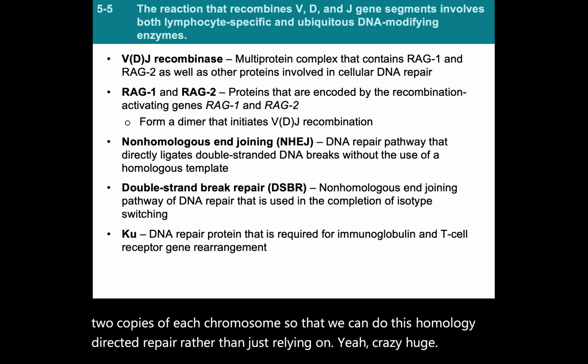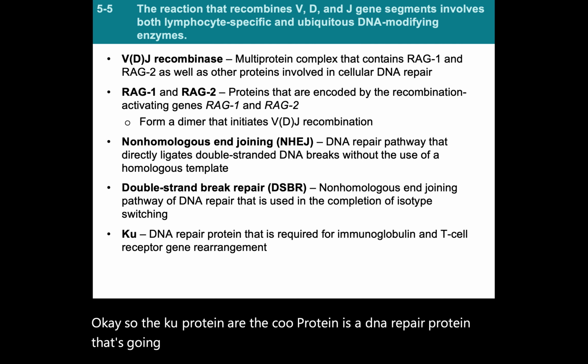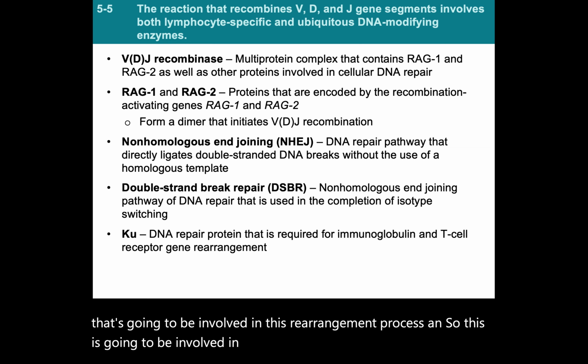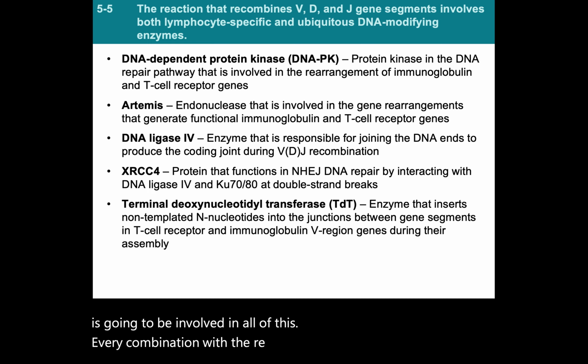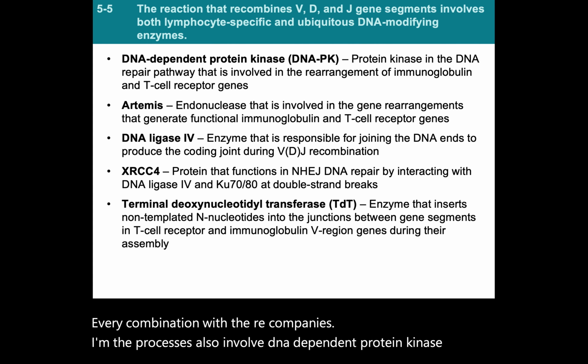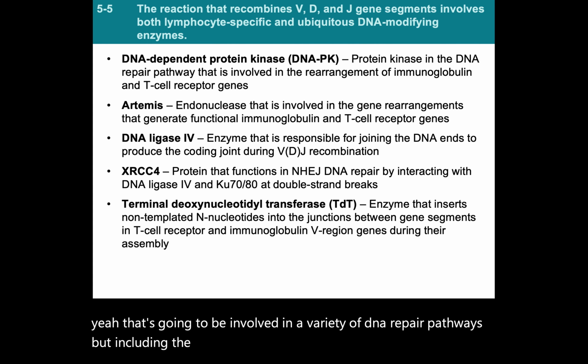Okay, so the Ku protein is a DNA repair protein that's going to be involved in this rearrangement process. And so this is going to be involved in all of this recombination with the recombinase. The process is also going to involve DNA-dependent protein kinase, and that's going to be involved in a variety of DNA repair pathways, but including the one that makes T-cell receptor genes.